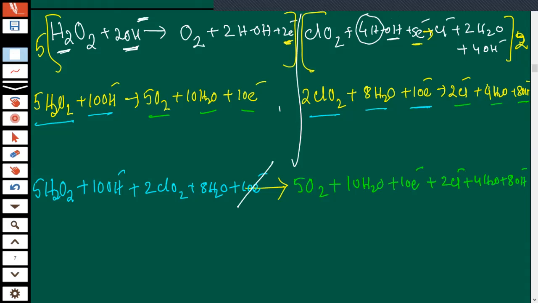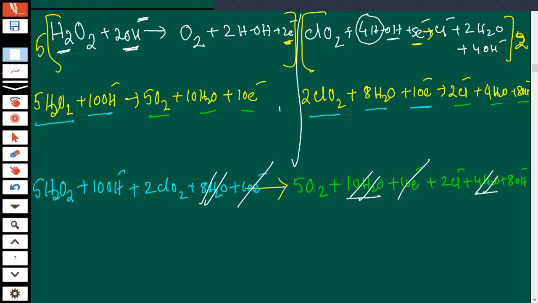So first of all, you cancel 10 electrons. And here 10 water molecules and 4 water molecules, so 14 water molecules are there, and here 8 water molecules are there. So you cut it. So just write how many water molecules are exactly here. Out of 14, remove 8 water molecules. 6 water molecules remain.